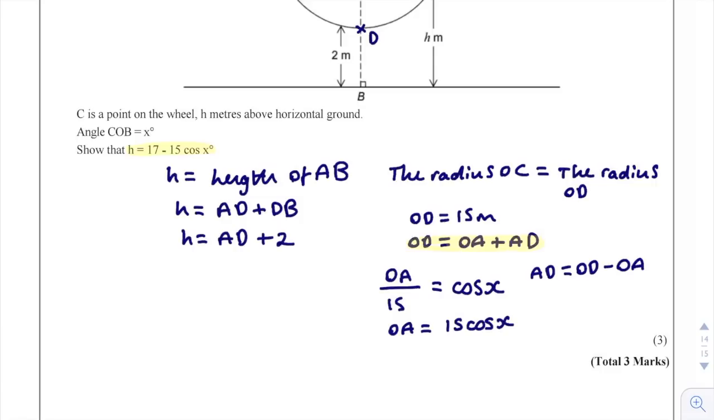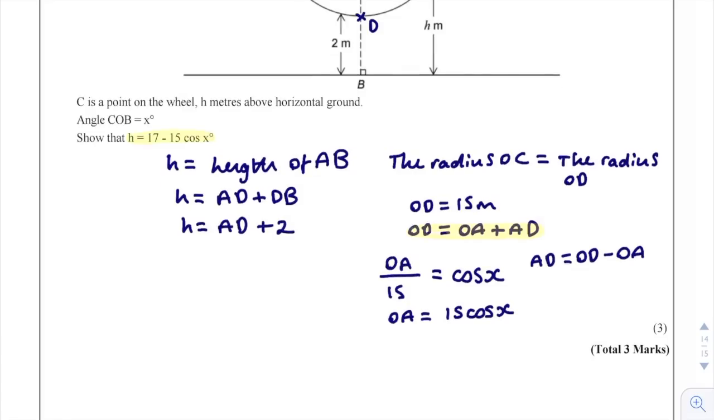What we're doing is basically taking the radius of the circle and subtracting it from the adjacent side of that triangle, the length OA. So if I write here, AD is equal to OD, which is 15, minus OA, which is 15 cos x.